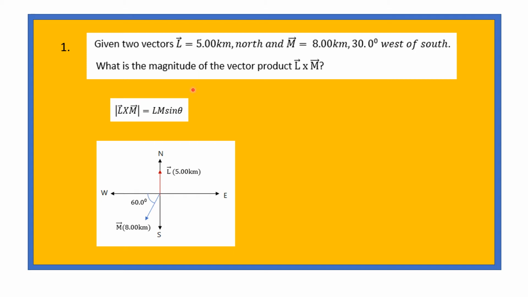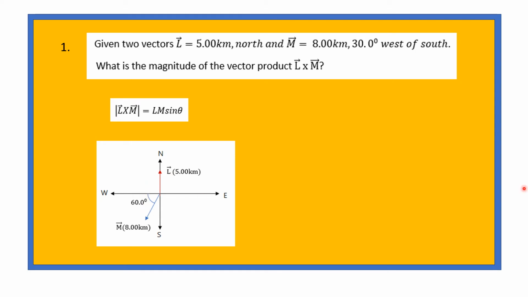Now since theta is the angle between L and M, we need to know this angle. This is going to be 60 degrees, because this angle here is 90 degrees minus 30 degrees. That's why we have 60. Then 60 plus 90 gives us an angle theta equal to 150 degrees. I repeat, 150 degrees is 90 degrees plus 60 degrees.